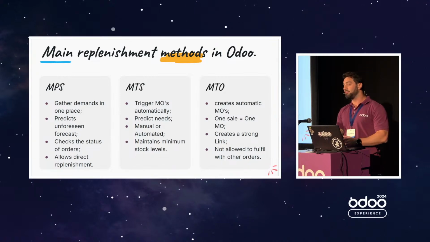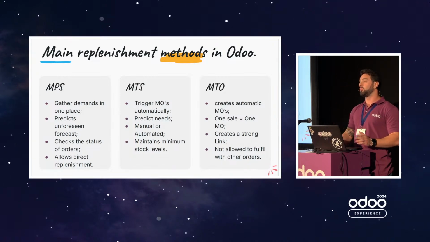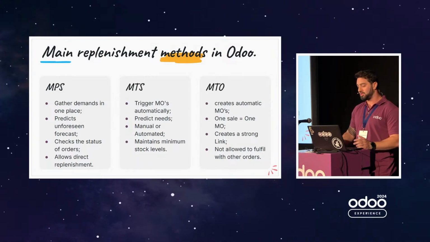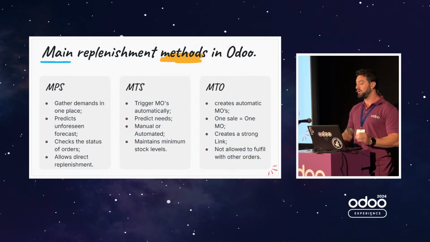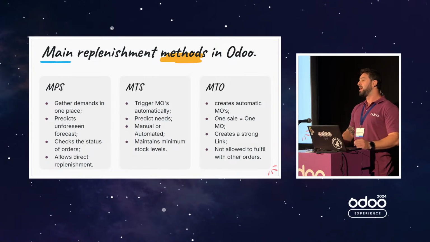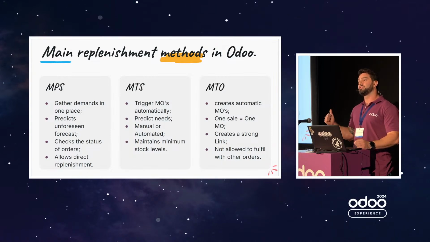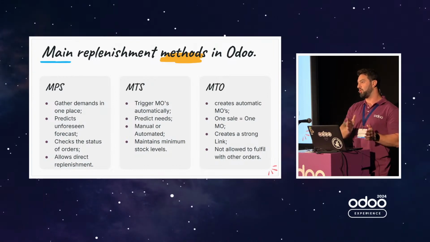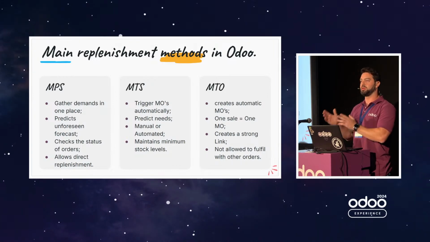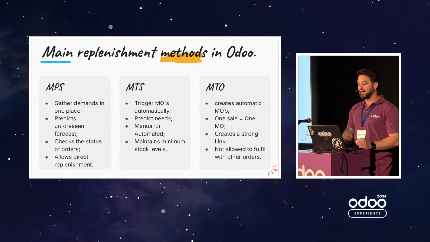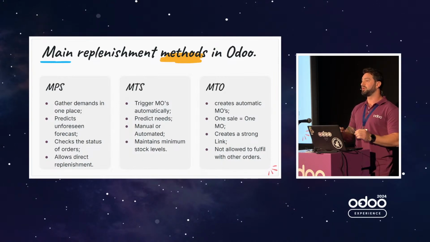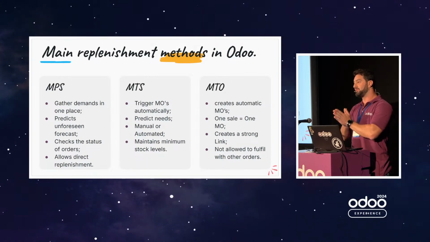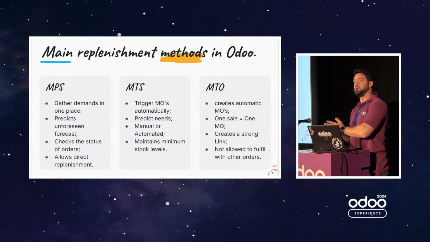The last one is MTO, which stands for Make to Order, and this is the one that we are going to check more in depth in this talk. It helps you to create automatic MOs. Even though I only wrote MO on the slide, please be aware that MTO does either MOs or POs, purchase orders or manufacturing orders. And it helps you because every sales order that you have has a link with the purchase or manufacturing order.